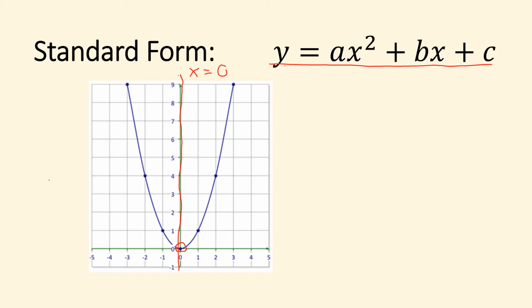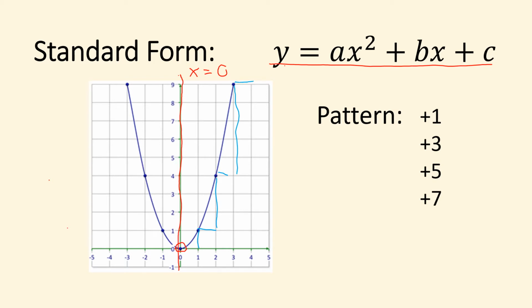All parabolas also follow the same pattern, which can change slightly, but the base pattern is up 1, up 3, up 5, up 7. If we look at this parabola here, if we take the first step right, we're going up 1. If we take another step over, this time we go up 3. Another step over, this time we go up 5. If we took another step over, we would go up 7. Then up 9, up 11, etc.